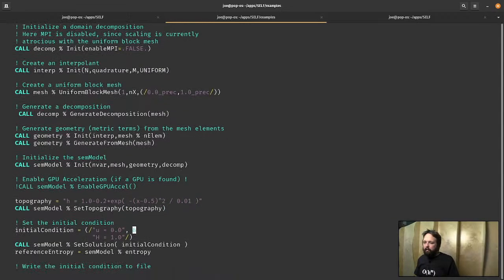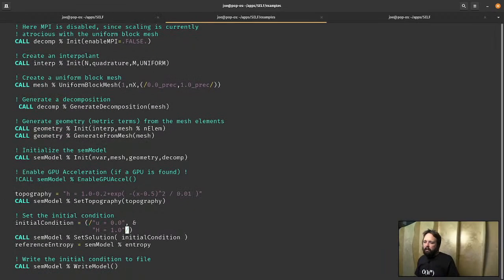Let's also go ahead and set the topography equal to the total fluid thickness. So the free surface height is also fixed. Oops, there we go. So this would fix the free surface height.